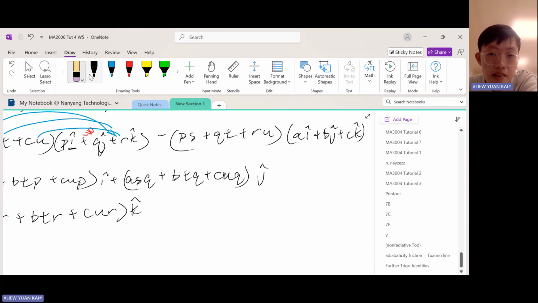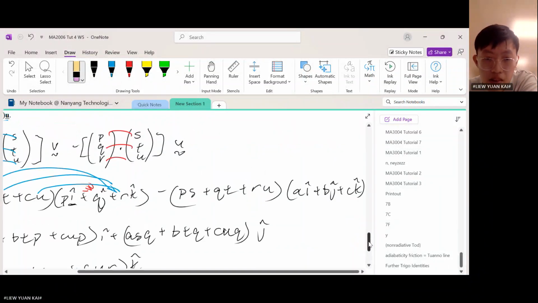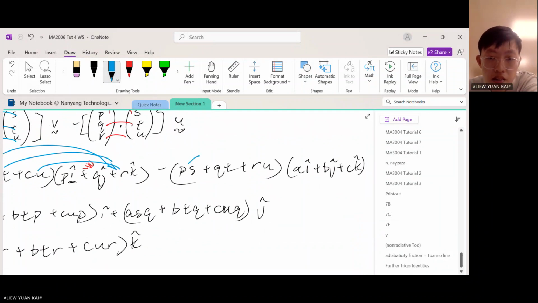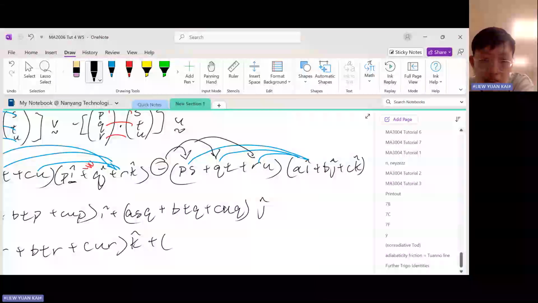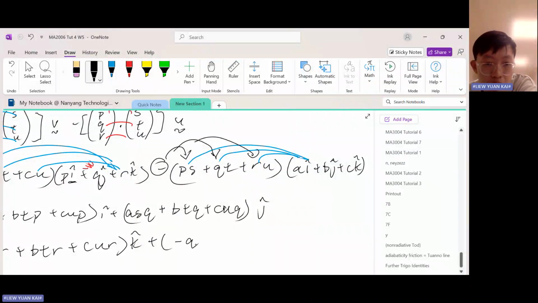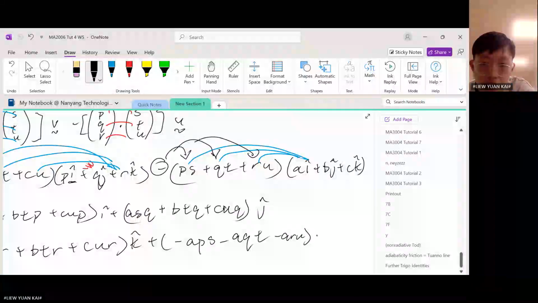Let me work this out. This, and then followed by this. Okay, don't forget you already expanded the negative into here. So every term will have negative. So negative APS. This looks like a Q, right? Negative APS. Negative AQT. And then negative ARU I.